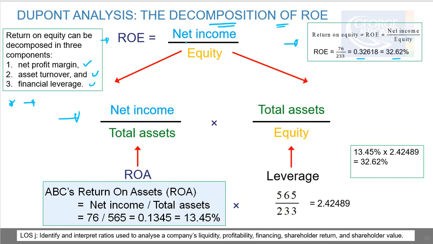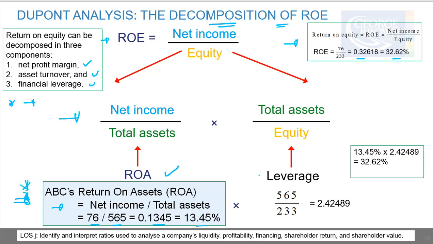You can see return on equity, net income over equity. So I've split that out to net income over total assets, which is our return on assets. Remember, that's a profitability ratio that we've learned earlier, so that should not be new to you. ABC's return on assets, net income over total assets. Net income was 76 million, total assets was 565 million. So the ROA for our ABC company was 13.45%. We've already seen that.